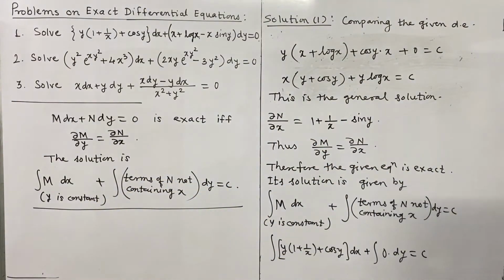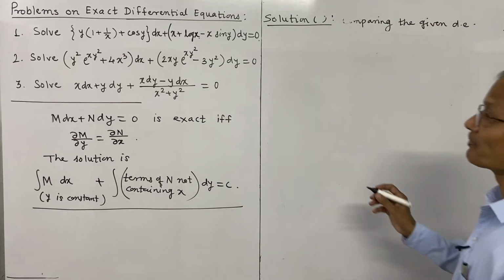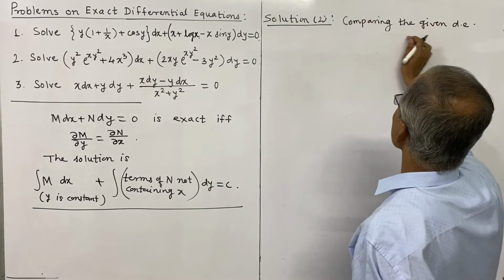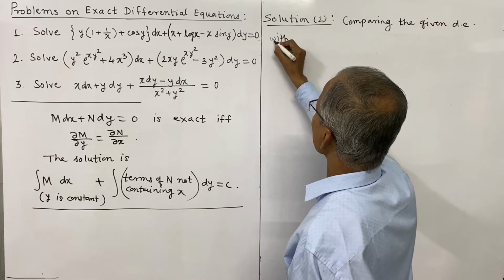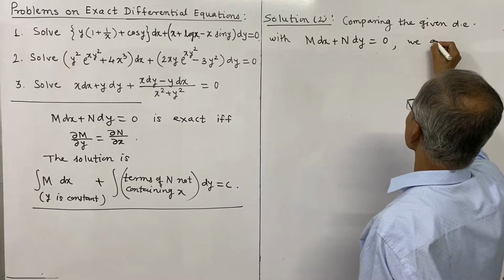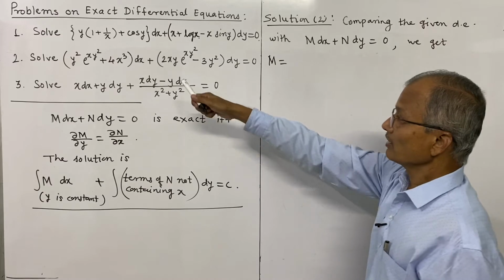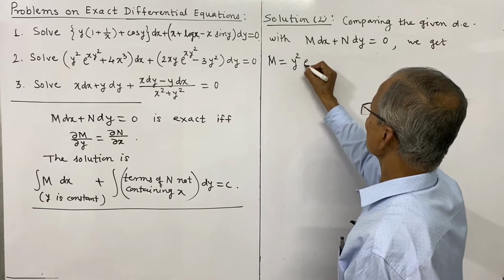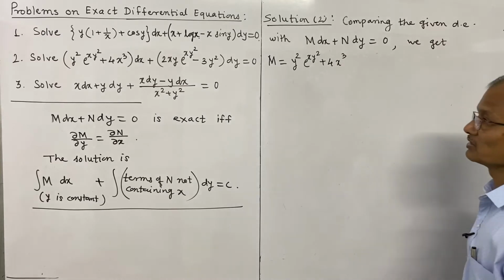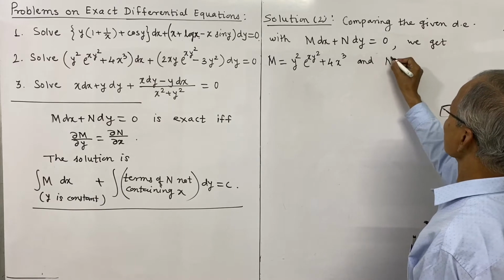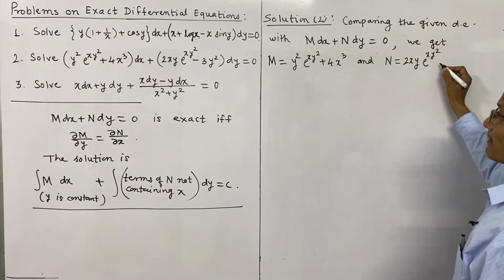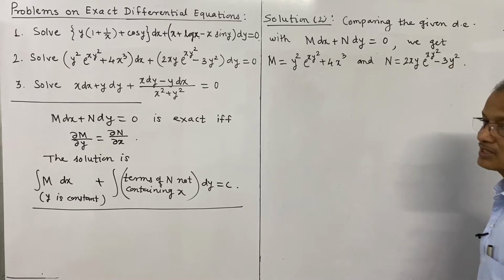Now we shall consider the solution of the second problem. The second problem is to solve this expression, and again comparing the given differential equation with M dx plus N dy is equal to 0, we get, what is the value of M? M will be y square into e to the power xy square and plus 4x cube. This much is M, and N is 2xy e to the power xy square, x into y square minus 3y square. So these are the values of M and N.